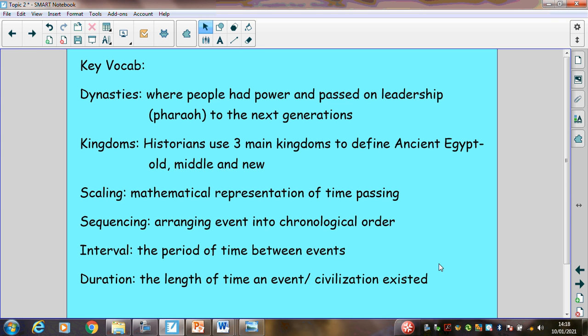Okay, so when we're looking at the ancient Egyptian civilization, we're thinking about the duration. How long was this civilization actually around, and what did they accomplish? Because I think it's really important to understand, yes, we're studying the ancient Egyptians, but we're concentrating on what they accomplished. And you'll notice later on in the session how evolved the ancient Egyptian civilization was compared to the rest of the world at that time.